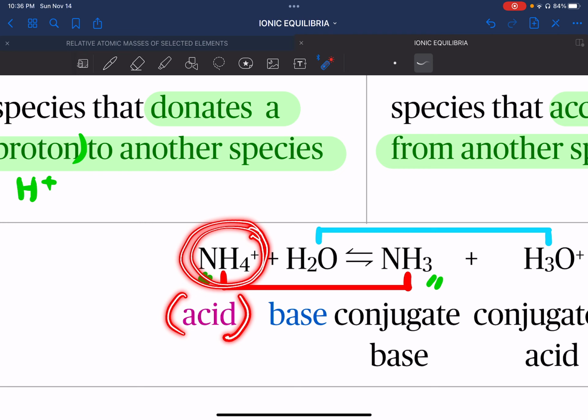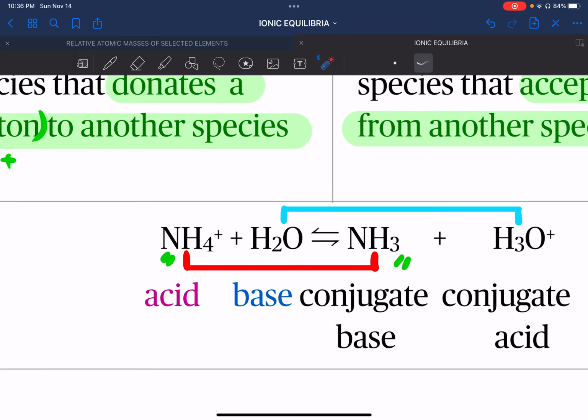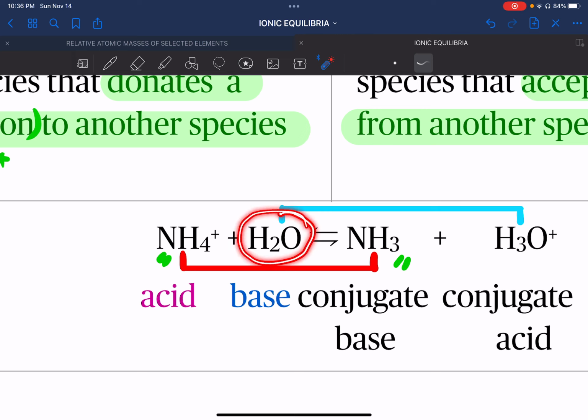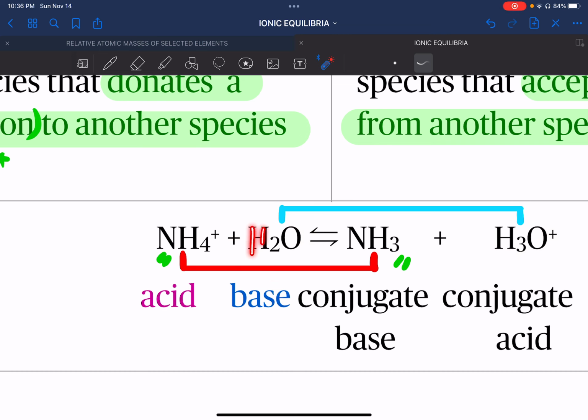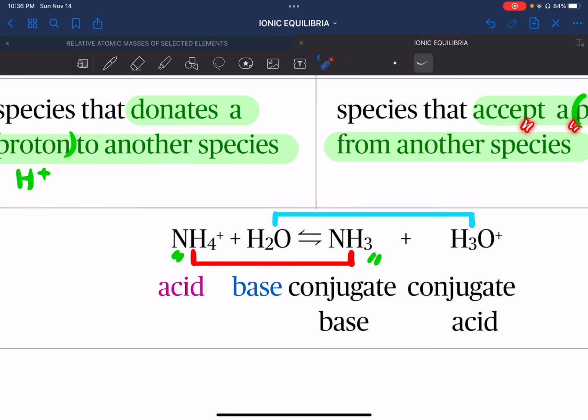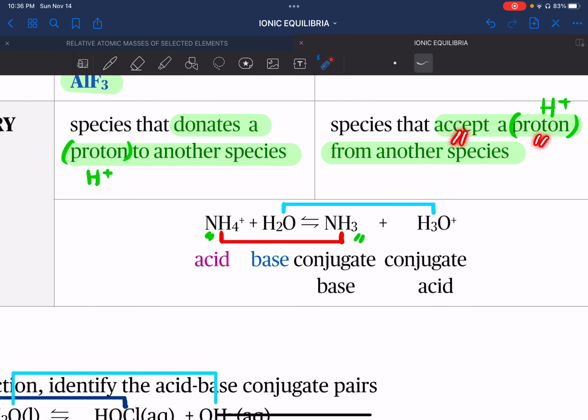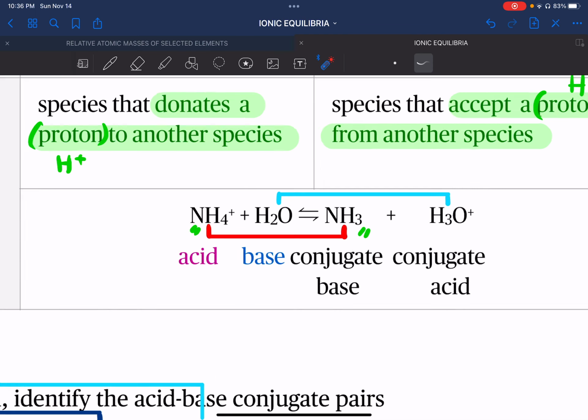Okay, so proton dia pergi mana? Proton dia tu sebenarnya diambil oleh water. Kenapa diambil oleh water? Cuba you tengok before and after. Before you have H2O, after reaction you have H3O plus. Maksudnya bilangan hidrogen bertambah. So, basically, H2O ni adalah base. Okay. Kenapa dia base? Sebab dia accept proton. Okay, because it accepts proton from another species. Okay, so next.